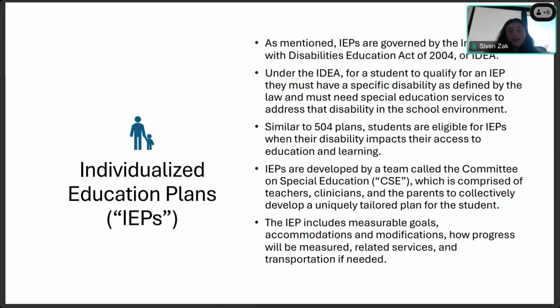So an IEP, as I mentioned earlier, has to follow that very structured form. And that includes measurable goals that the CSE team needs to develop, accommodations and modifications, similar to what we talked about on 504 plans. Those can apply in IEPs as well. How to measure that progress that a child is making throughout the course of the year. Related services, which are in addition to accommodations and modifications, and any transportation needs.